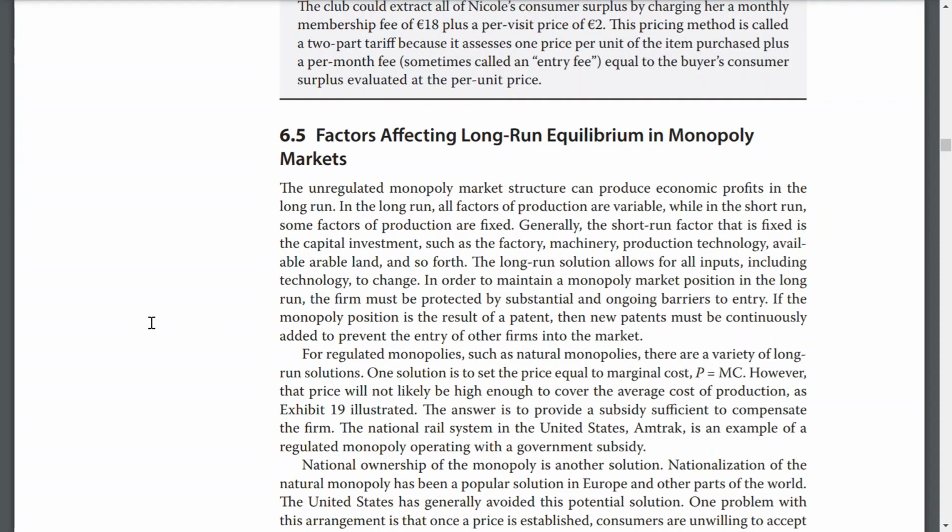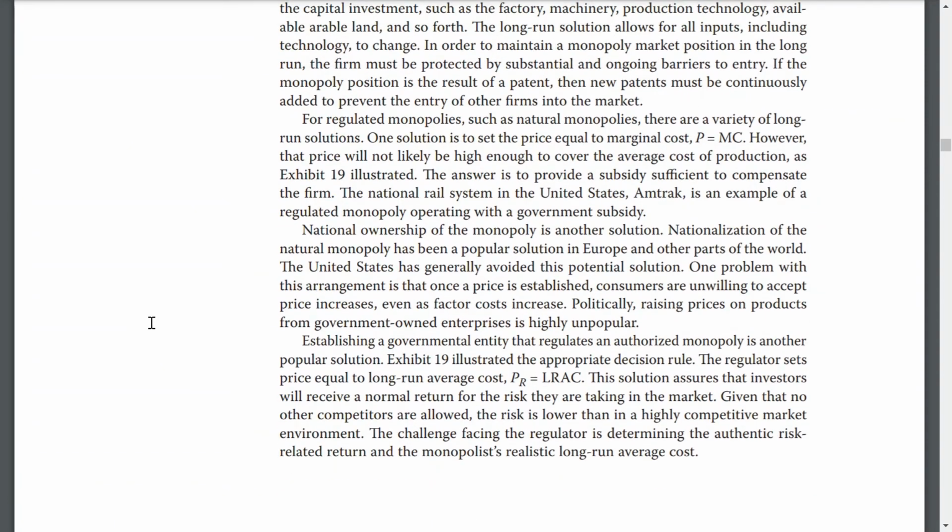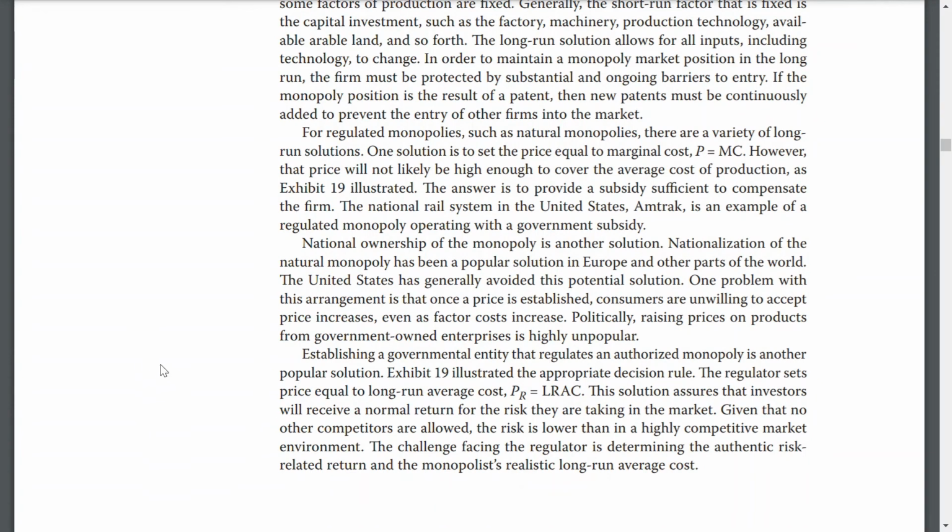For regulated monopolies, such as natural monopolies, there are a variety of long-run solutions. One solution is to set the price equal to the marginal cost, P equals MC. However, that price is likely not high enough to cover the average cost of production. As Exhibit 19 illustrates, the answer is to provide a subsidy sufficient to compensate the firm.